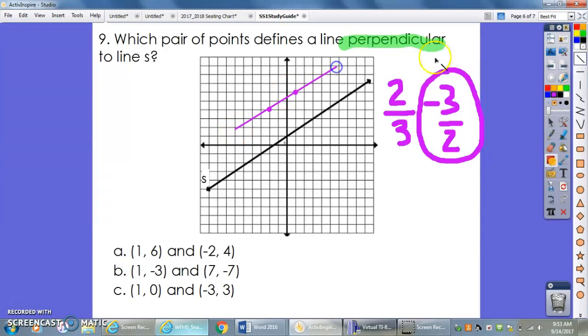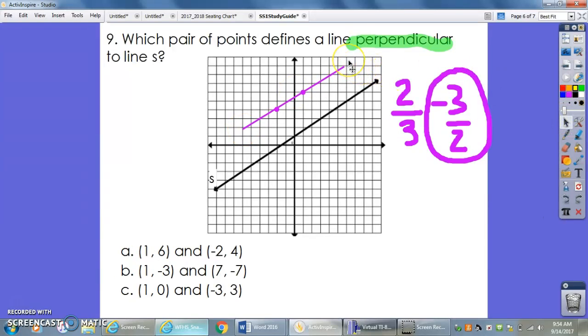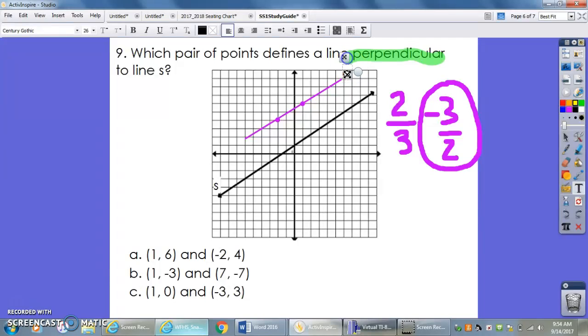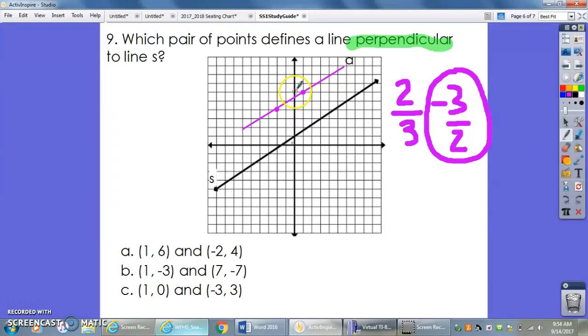Alright, and then I'm going to label this answer choice A. Just by looking at answer choice A, they are not perpendicular. These lines do not intersect at 90. They look like they're parallel, which they are, because this has a slope of 2/3, the exact slope of this line here, 2/3. So they're definitely parallel.